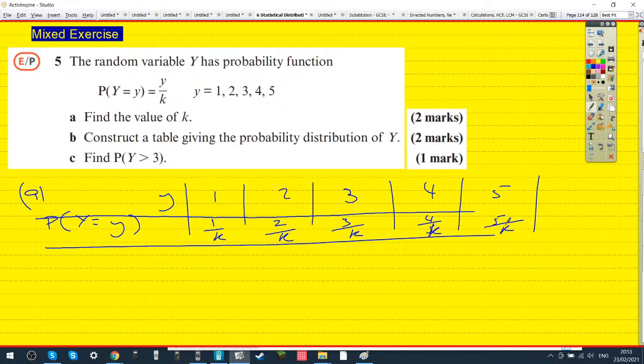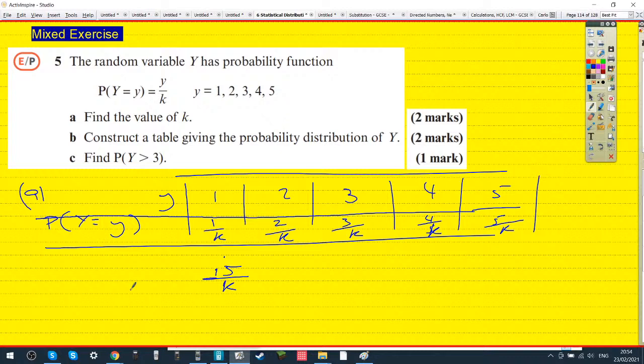And then you add them together. Which gives you 15 over 5k. Doesn't work that way. 15 over k. Add the numerators, copy the denominator.